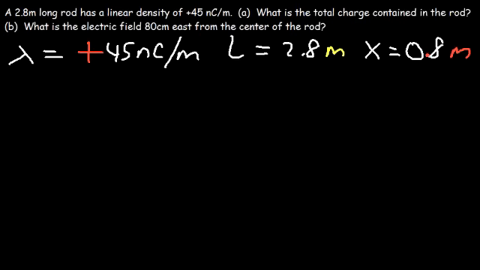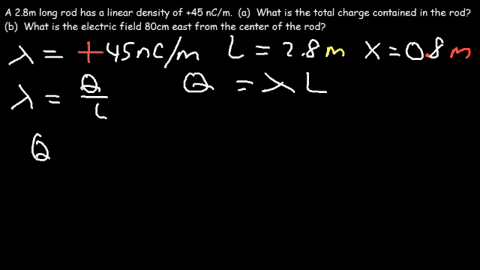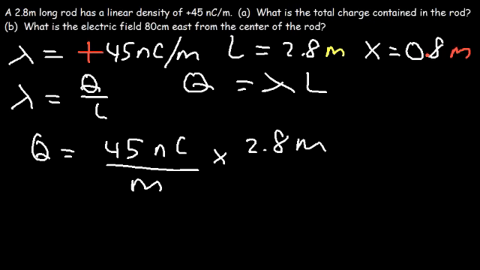Let's begin by calculating the total charge contained in the rod. So we know lambda is Q divided by L. So if you multiply both sides by L, the total charge is simply lambda times L. So lambda is 45 nanocoulombs per meter, and if we multiply it by L, which is 2.8 meters, we can see that the unit meters will cancel, giving us the charge in nanocoulombs. So it's 45 times 2.8. So this is equal to positive 126 nanocoulombs.